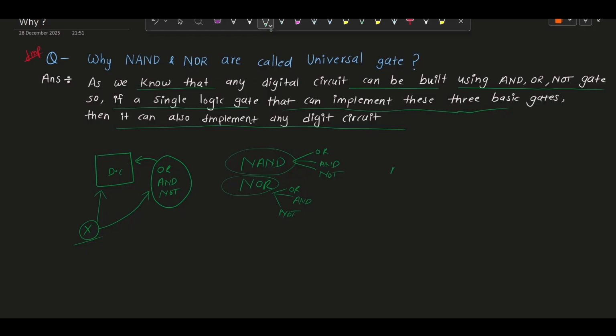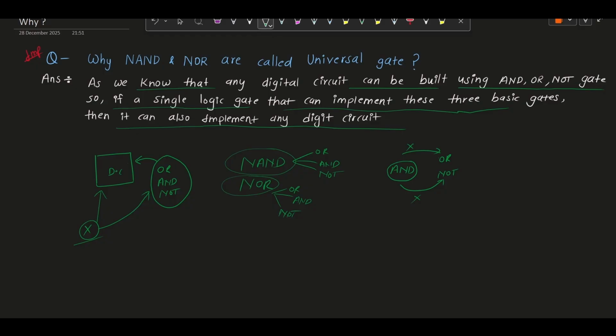And why are we not calling the AND gate a universal gate? Have you thought about that? Because with the help of an AND gate, you can't implement all the basic gates. So what are the basic gates apart from the AND gate? OR gate and NOT gate. We can't implement an OR gate using an AND gate, and we can't implement a NOT gate using an AND gate.